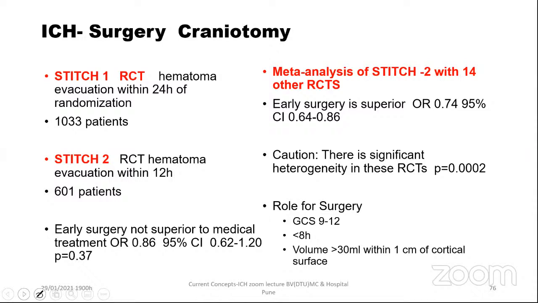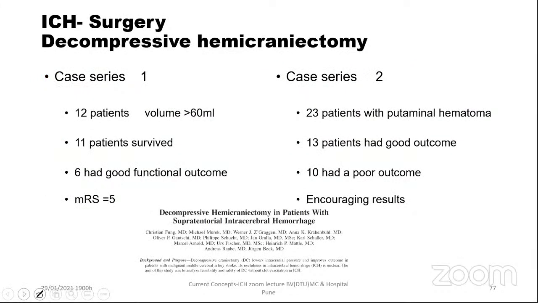You can see the confidence interval crossing 1.62 to 1.20 with a p-value of 0.37. So the meta-analysis of STICH 2 with 14 other RCTs has shown some indication that early surgery is superior in select cases where GCS is 9 to 12, less than 8 hours, and volume more than 30 ml within 1 centimeter of the cortical surface. So there is a role for surgery very close to the cortical surface. If the volume is more than 30 ml, you can evacuate, and that's one.